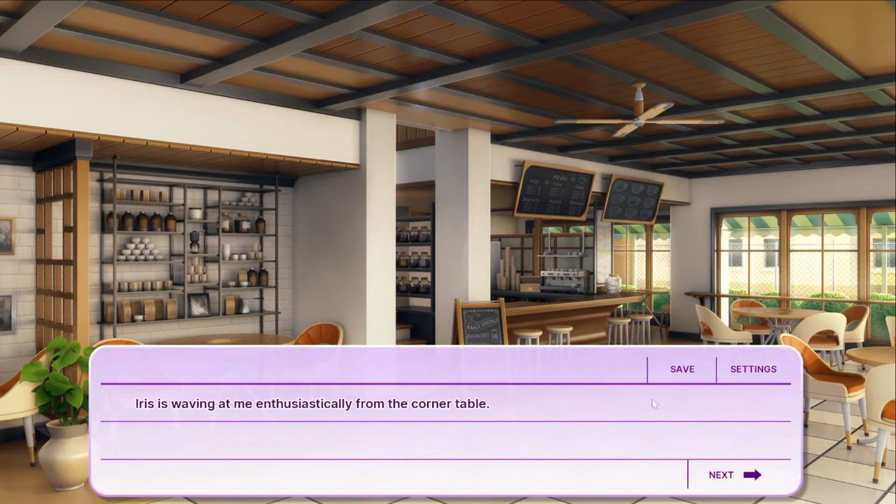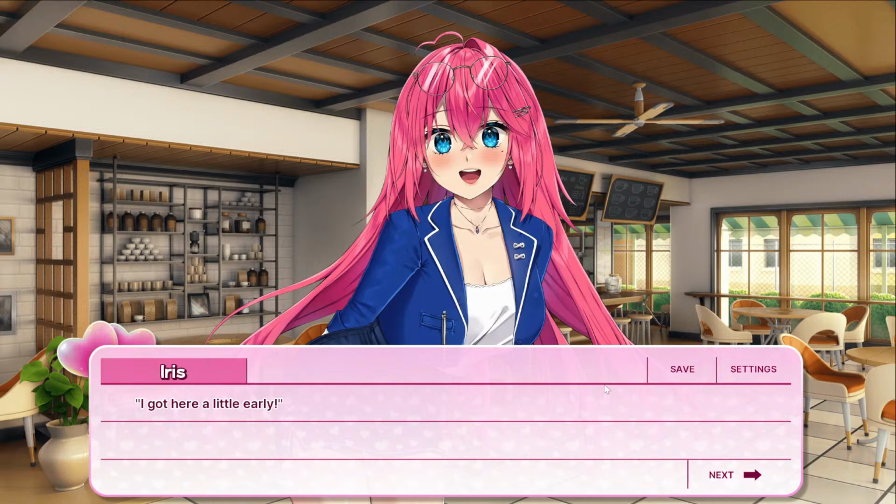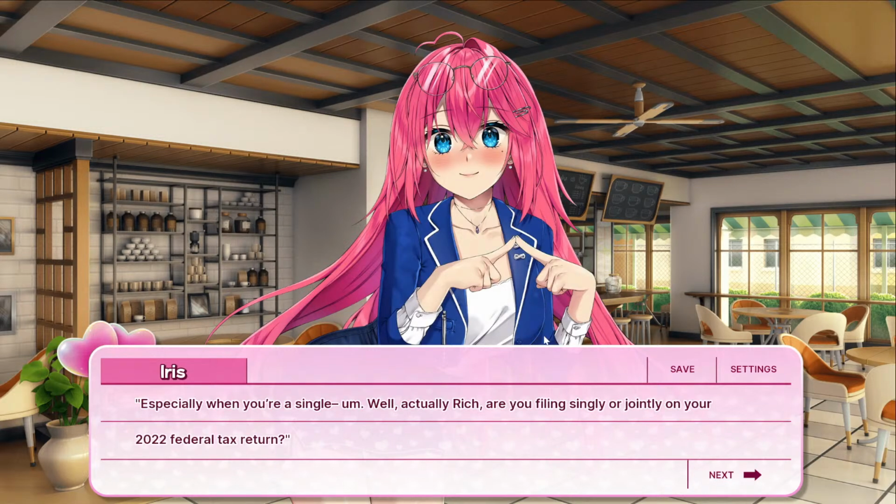Hey Rich, over here. Iris is waving at me enthusiastically from the corner table, her little notebook on the table. She really must take it everywhere. I got here a little early. I'm glad you came. That's later in the night, if you know what I mean. It's exciting meeting a new person in a new place, don't you think? Especially when you're single.